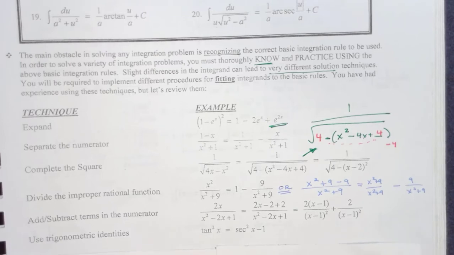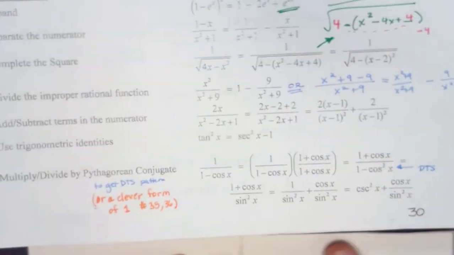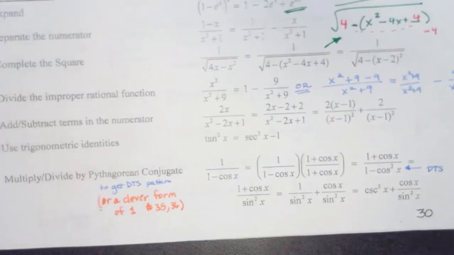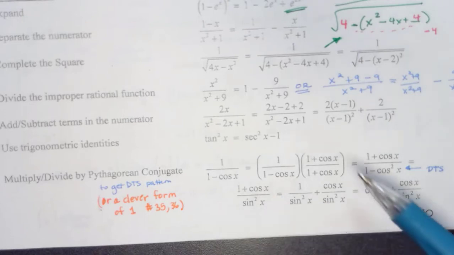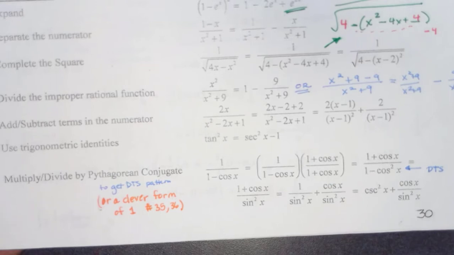Using our trigonometric identities to make a substitution into the problem. And one that you don't do an awful lot, but multiplying by a Pythagorean conjugate so that you can get Pythagorean identities where you can substitute in. In other words, you're multiplying by a clever form of 1 that creates something for us. These are all great skills to have and things you will utilize as we continue on in the second part of this course.